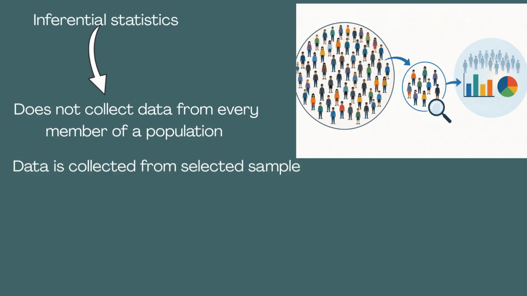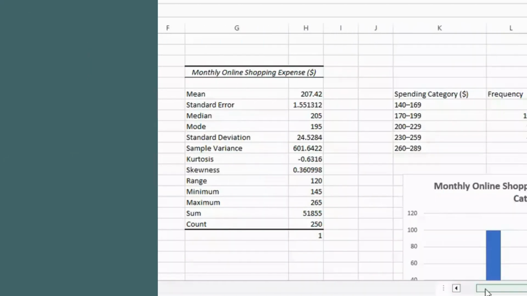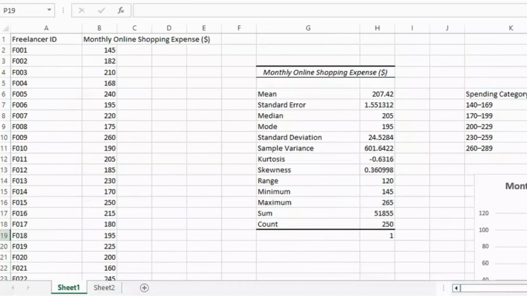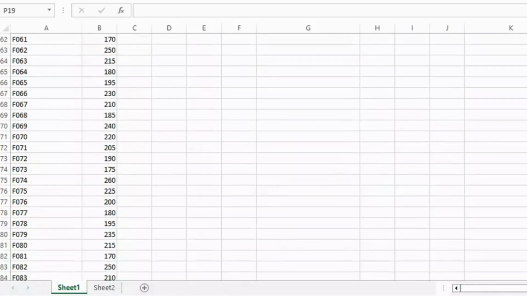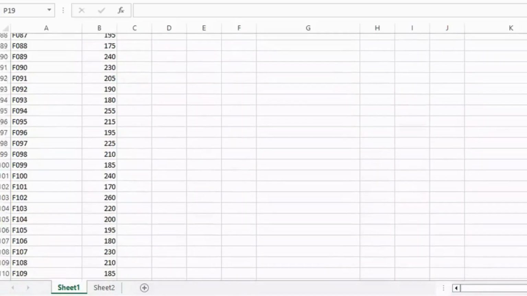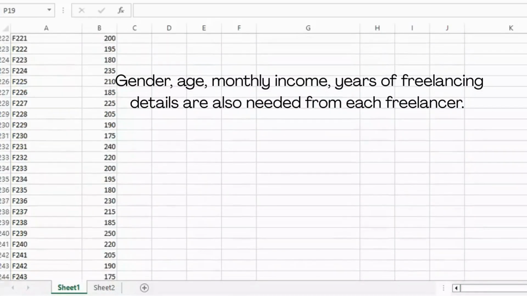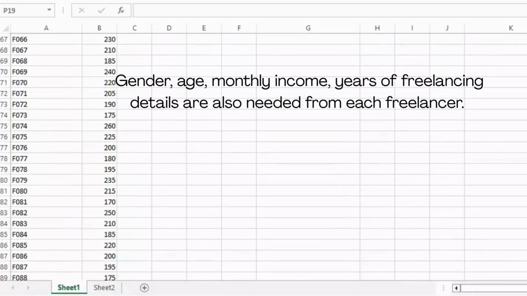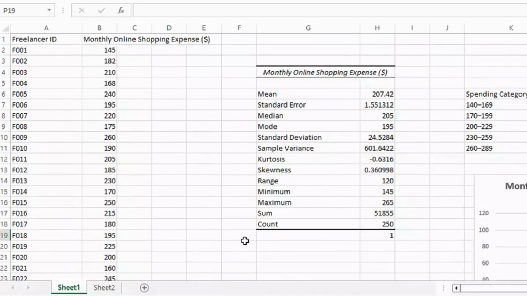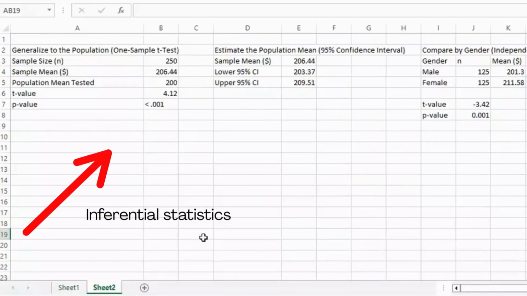Instead, they collect data from a carefully selected sample and use inferential statistics to draw conclusions about the whole population. Using the same example, suppose the researcher wants to understand the monthly online shopping expenses of all freelance graphic designers in the country. Instead of collecting data from every freelancer, data is collected from 250 freelancers.